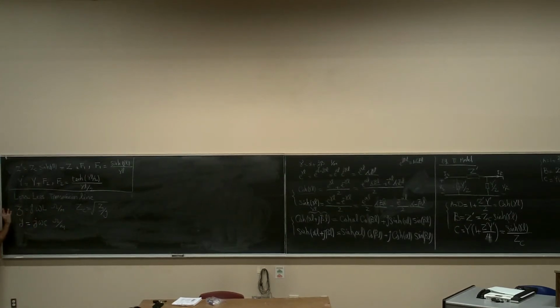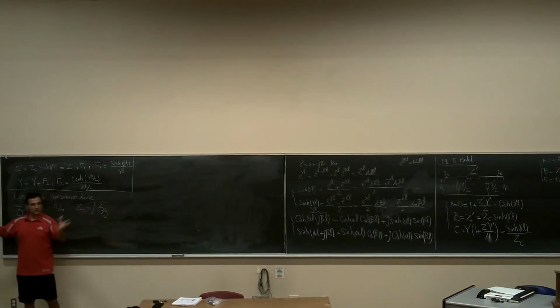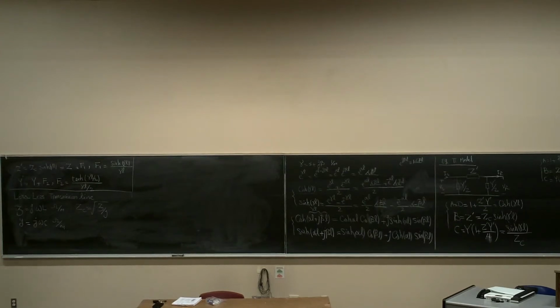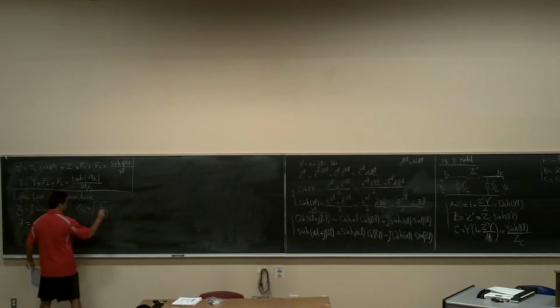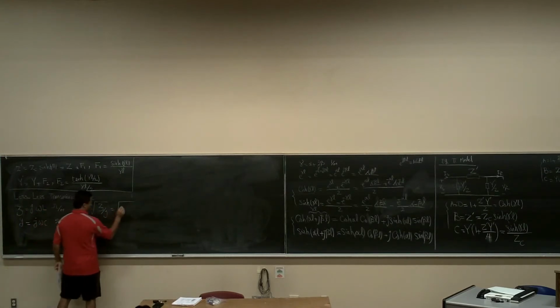If it's not lossless, this is R plus j omega L, and this is G plus j omega C, so this is a complex number, some real value plus some imaginary value. But if it's lossless, like this, yes, Y is in Siemens, you're right. But in this case, there is no R and G. Look at how ZC is going to be. Basically, ZC is going to be the square root of j omega L over j omega C.